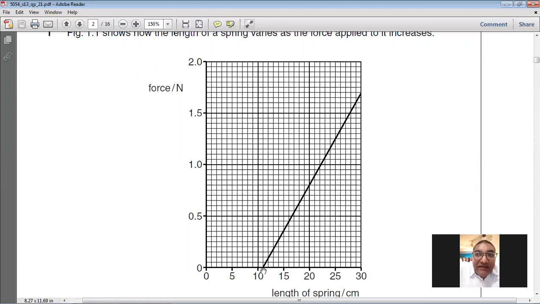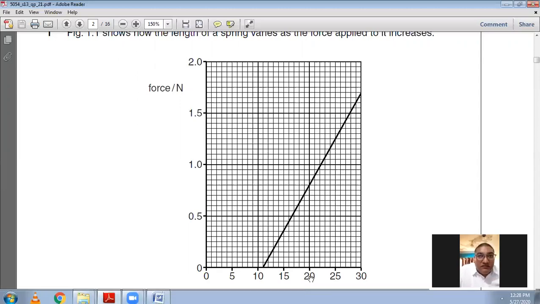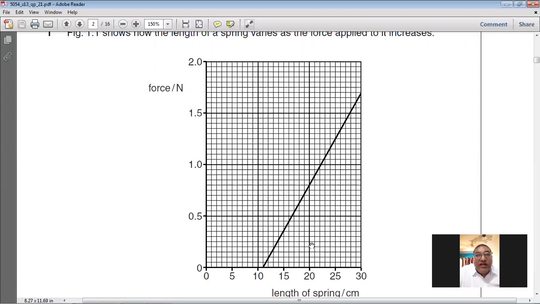Unstretched length is 11. The extension is 9. So the new length will be extension plus L0. It will be 9 plus 11, so the new length will be 20. From here, go to the graph and check what is the value of the force. What is the value of the force here? It is 0.8 Newton. I have checked it from the figure 1.1.